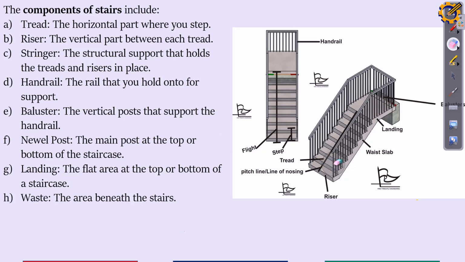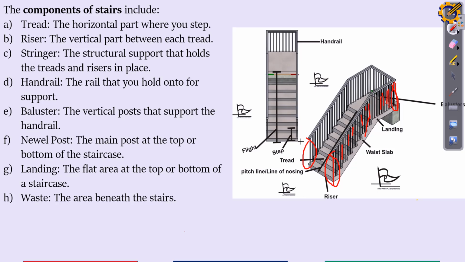All right, you have the handrail, that one where you place your hand. You have the balusters, the vertical posts that support the handrail. All these vertical things you are seeing here are balusters. Newel posts are the main posts at the top or bottom of the staircase. The ones on the outside here are the newel posts. The ones on the inside are the balusters. Take note: the one on the inside is the baluster, the one at the edges is the newel post.